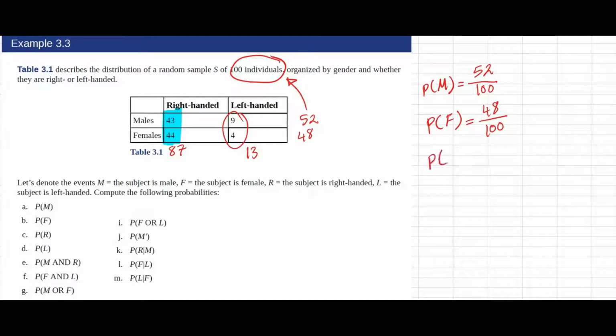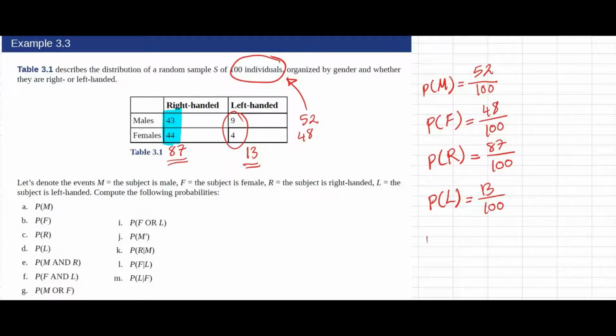Now, the next question, what is the probability of selecting a right-handed person? How many right-handed people do we have in the survey? We have a total of 87 right-handed people that we can select out of the 100 individuals that we have. Next, what is the probability of selecting a left-handed person? We have 13 left-handed people to select from out of the 100 people that we have. Each of these, remember, we can represent as percentages. So this is 13% only.